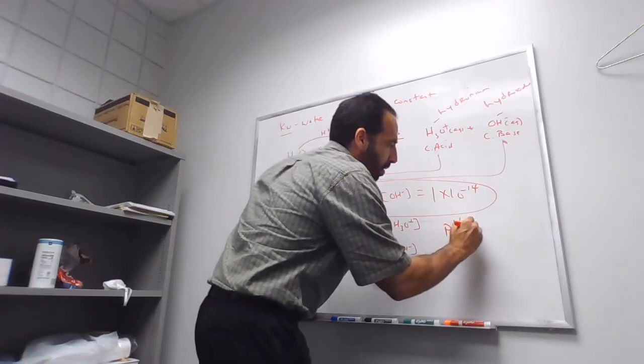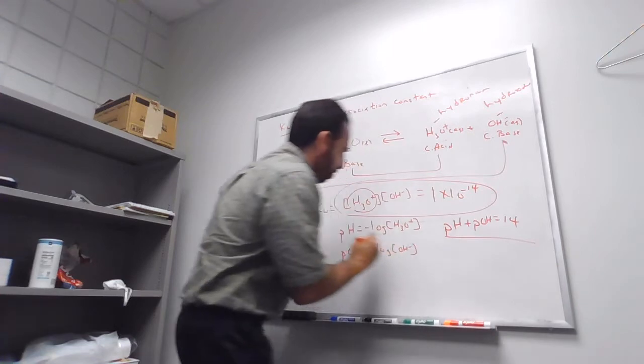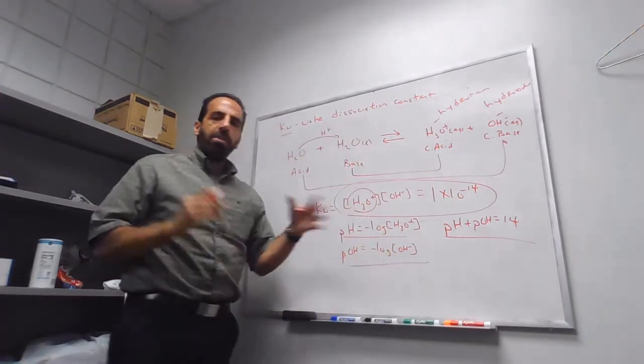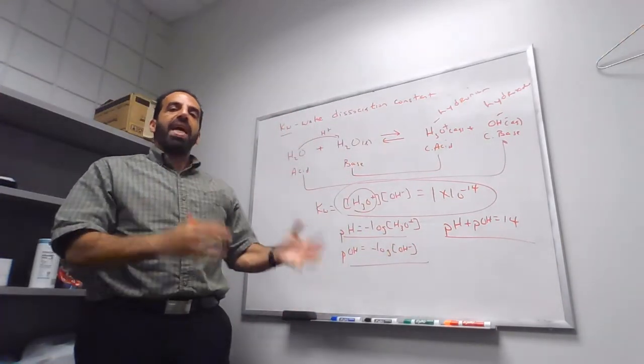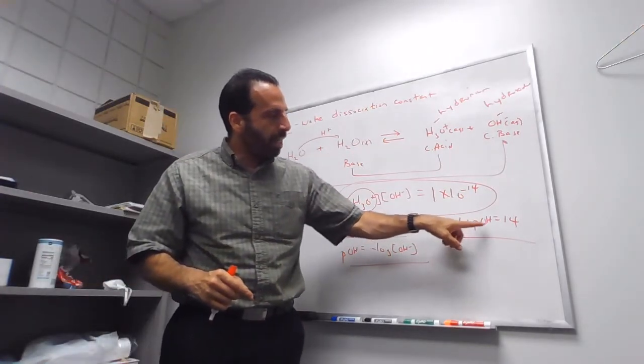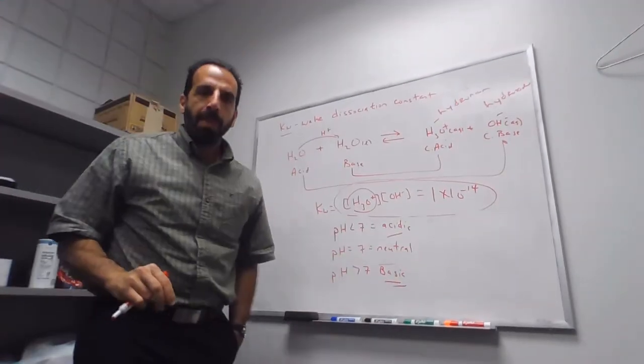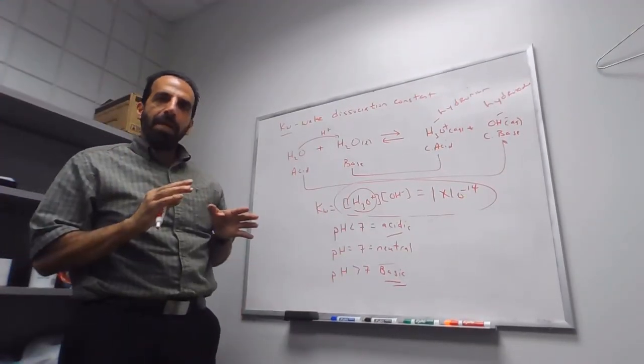So pH is equal to 14. So all three of these are actually important. But when you see that p is just a negative log of that concentration, this equation is important. So pH plus pOH is equal to 14. So there's a few things, because we need to make sure we get this right.